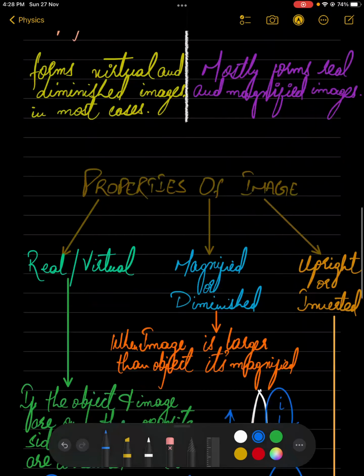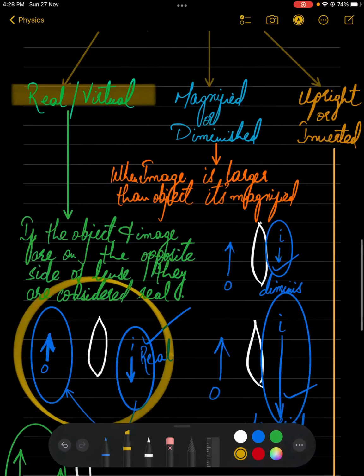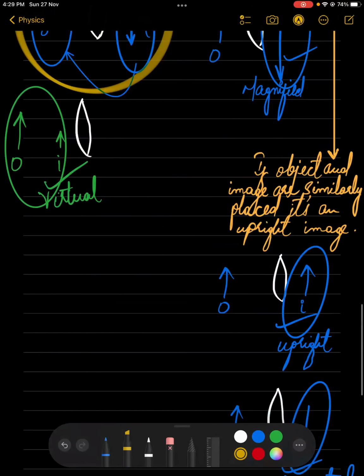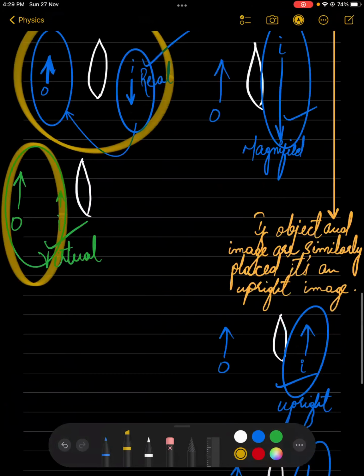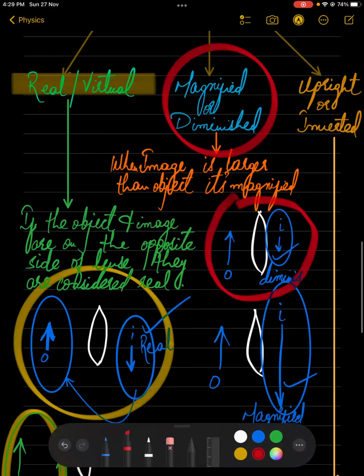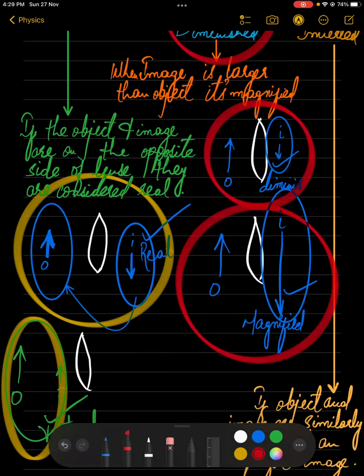Now if we talk about the first one, तो रियल का मतलब हमारे पास होता है that the object and image are on the opposite side of lens like this one. While if we talk about virtual, so in virtual the object and image are going to be on the same side. Now moving to the second property, we have our magnified or diminished condition. If the image is greater in size than object, it's magnified. If the image is smaller than the object, it's diminished. Like over here, we have the condition of diminished image, while over here we have the condition of magnified image.